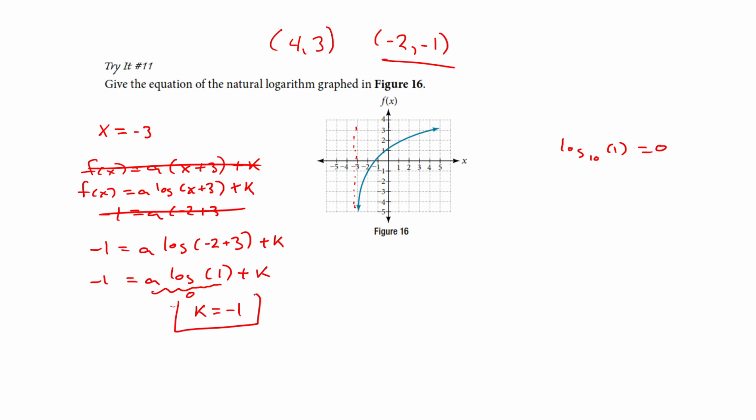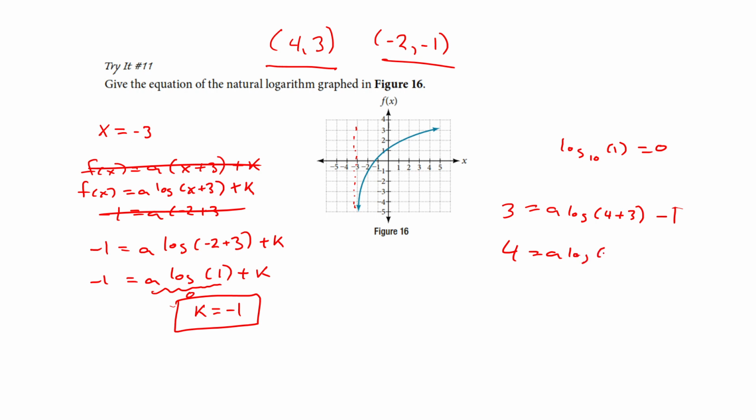Okay, so that's a super important bit of information. Now let's plug it in again. Just use our other point that we read off of the chart. So 4, 3 seems to be a clear point. So I've got a log of 4 plus 3 plus, now I have my k, it's negative 1, so I can sub it in. If we solve this for a, we now have the 2 points. I'm going to send the negative 1 to the other side.